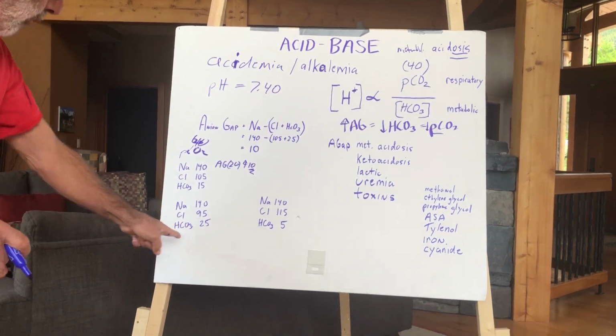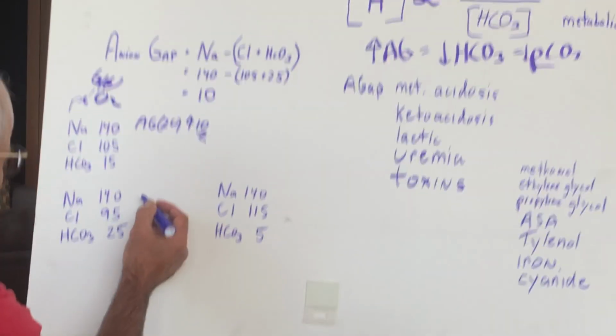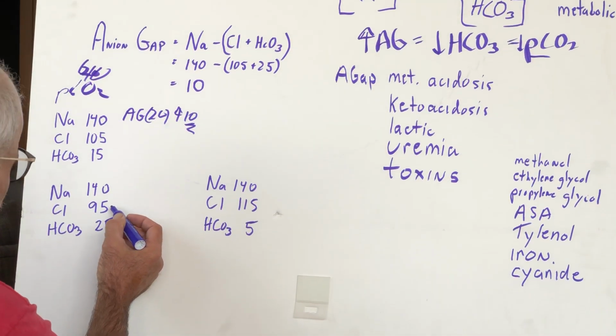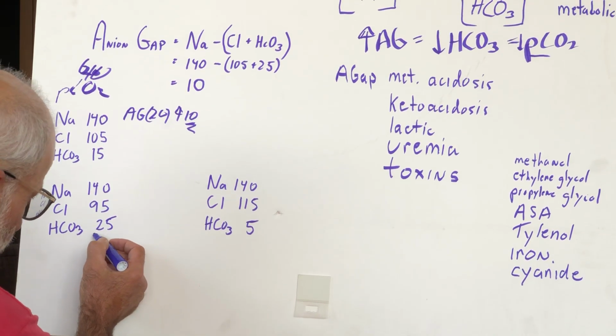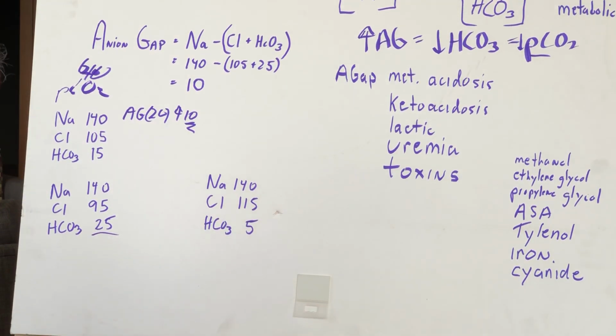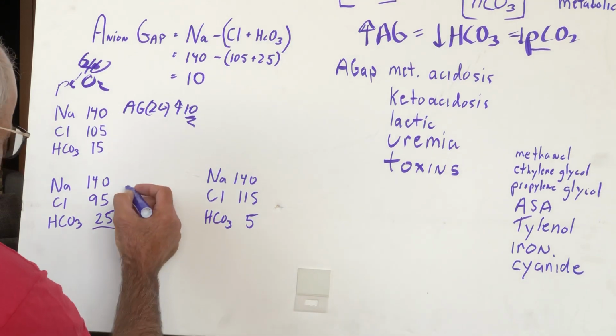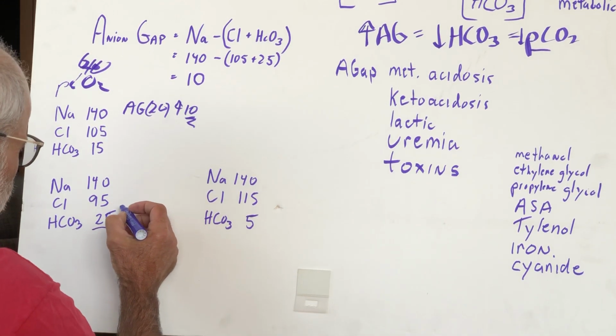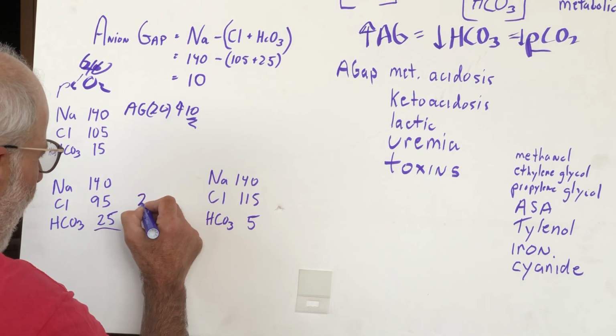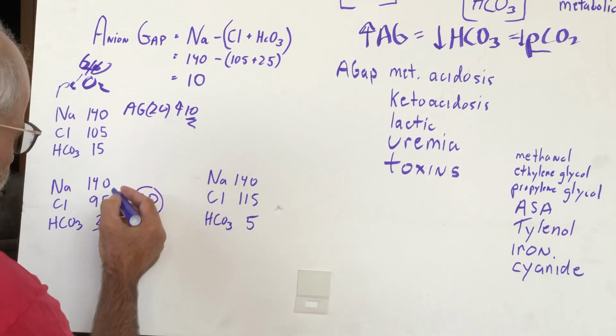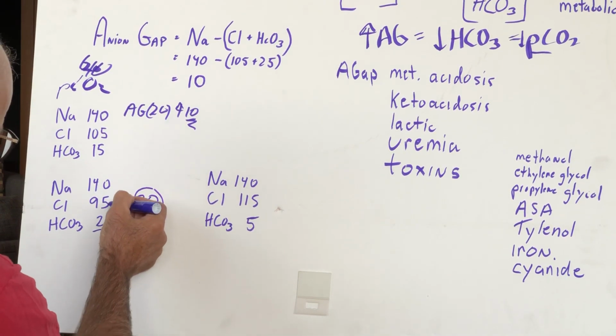Let's look at this one down here. Here the sodium is 140, the chloride is 95, and the bicarb is 25. Well, it looks all kind of normal, doesn't it? But if you do the calculations, the anion gap is actually 20 in this patient: 140 minus 95 and 25.